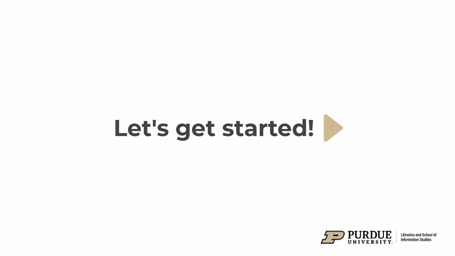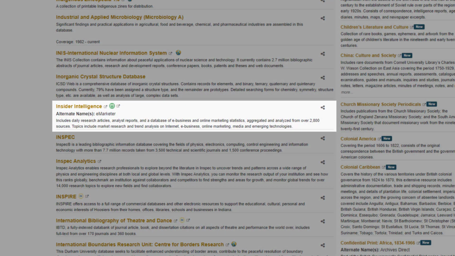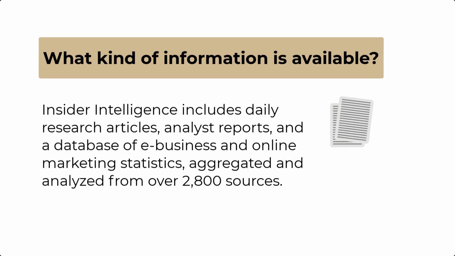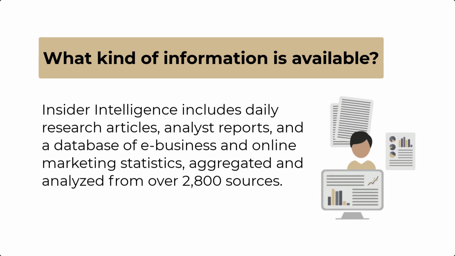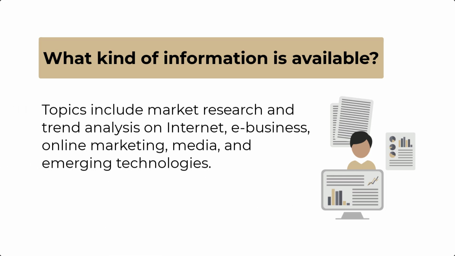Let's get started. Visit the library's website at lib.purdue.edu to access the library's A to Z list of databases. You'll find Insider Intelligence on this list. Insider Intelligence includes daily research articles, analyst reports, and a database of e-business and online marketing statistics aggregated and analyzed from over 2,800 sources. Topics include market research and trend analysis on internet, e-business, online marketing, media, and emerging technologies.